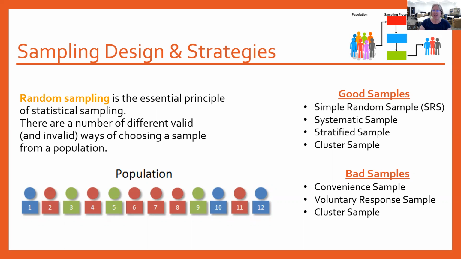And then our bad samples are going to be the convenience and voluntary response. And then cluster falls under that one as well. So cluster, it's going to depend on how you set it up as to whether you're going to get a good or a bad sample out of that.